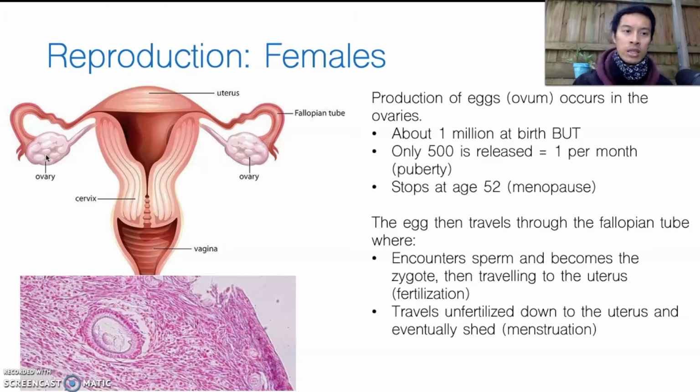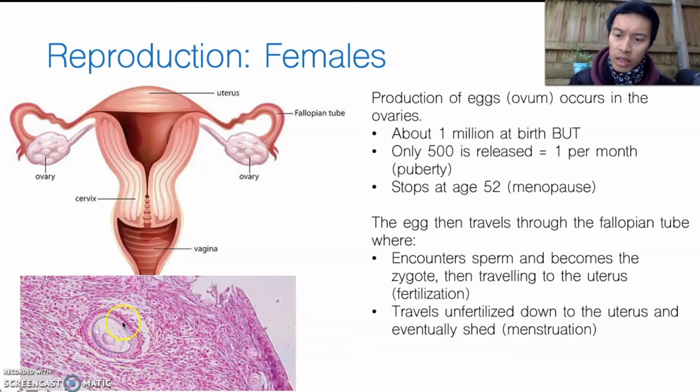And that coincides with the menstrual cycle of a female. In fact, the menstrual cycle surrounds this process of releasing the egg. So the egg then travels through the fallopian tube, this tube here. If it encounters the sperm and becomes fertilized, it happens around about here, and it will travel down as a zygote, where it implants into the uterine wall and then becomes a baby. If it is unfertilized, then it goes down to the uterine wall, still attaches, but then it becomes shed along with the uterine wall in a process called menstruation, and that's when the girls have their periods.